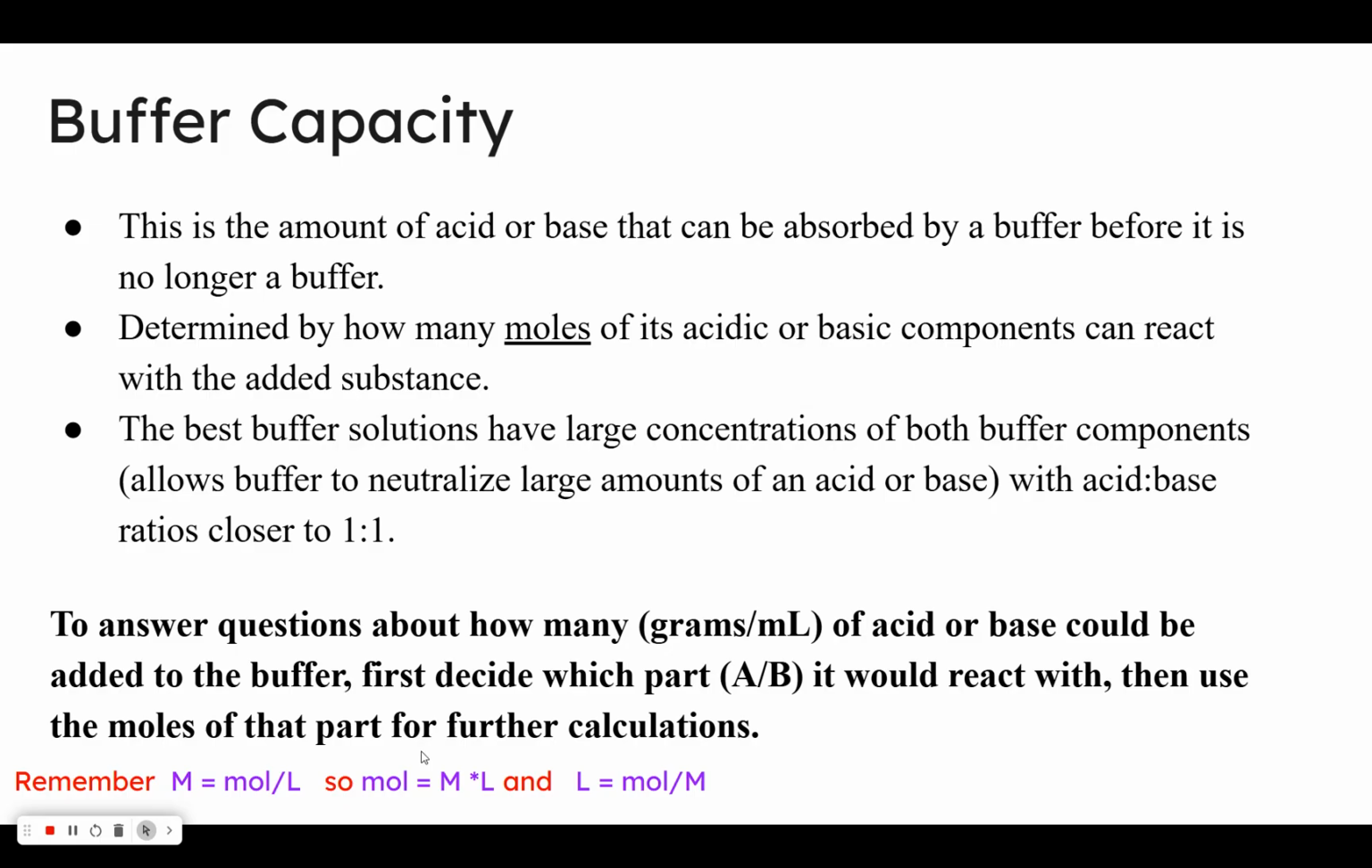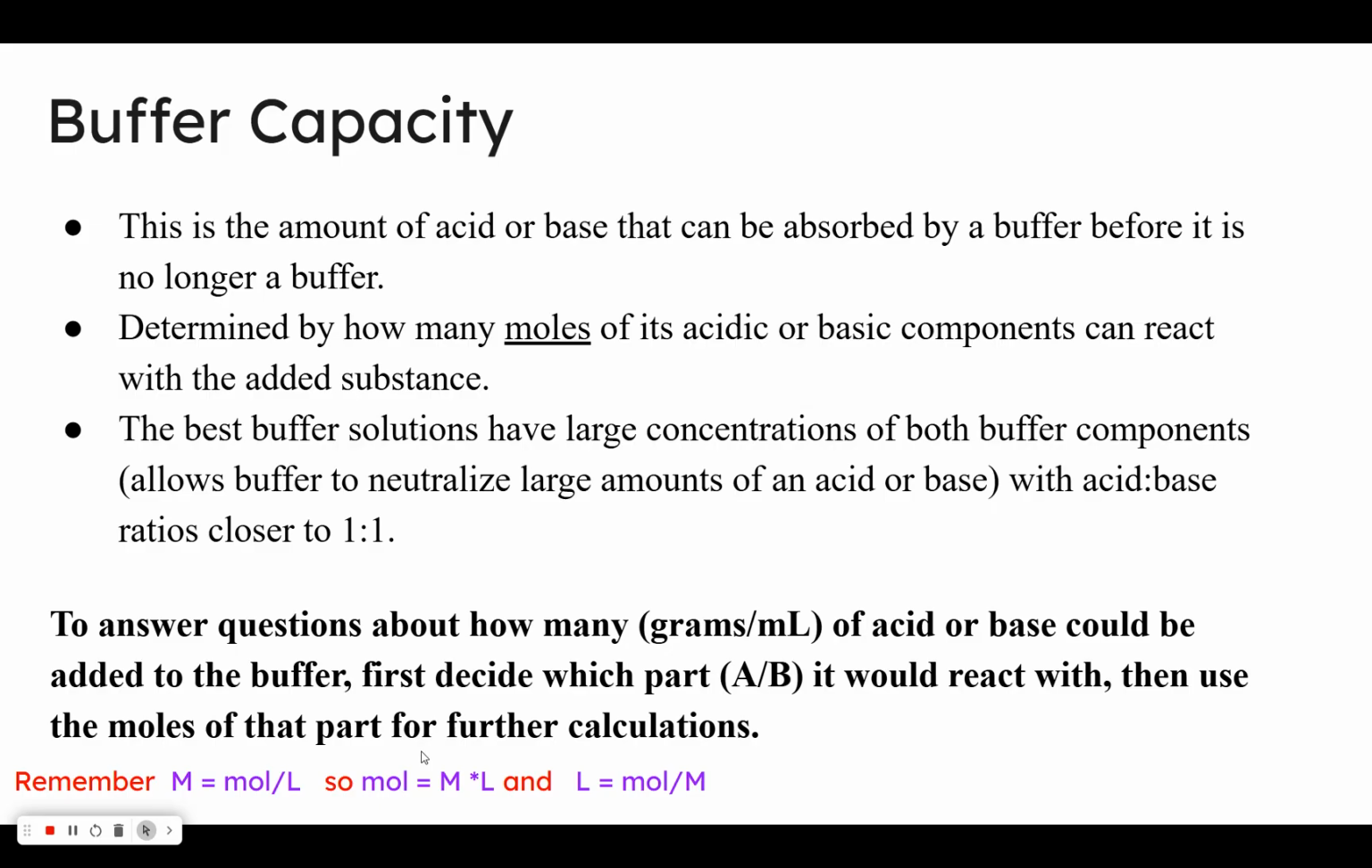So we might need to calculate our moles of our buffer components, and if we have solutions and molarities there, then our moles can be found by multiplying together the molarity times the volume in liters. And then if we're asked what is the volume of this solution that I could neutralize, we're going to have to use the moles we already found to calculate volume again. And that volume will be in liters, and that's just going to be equal to moles divided by molarity.